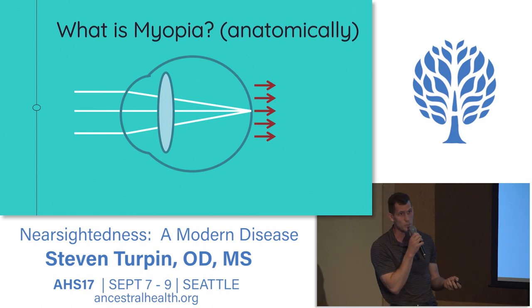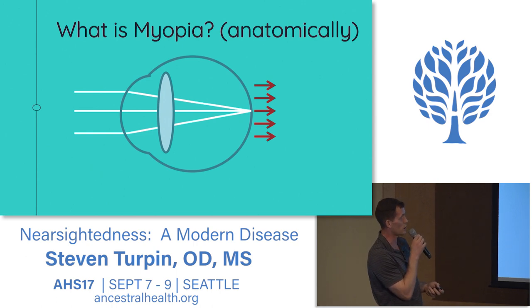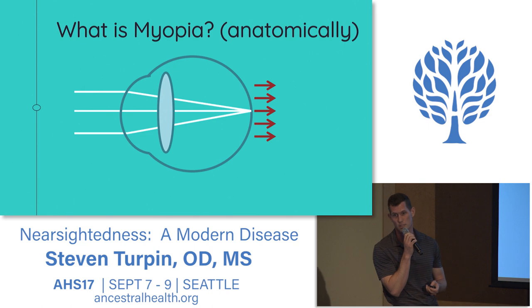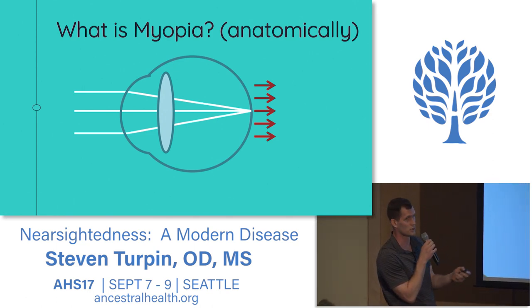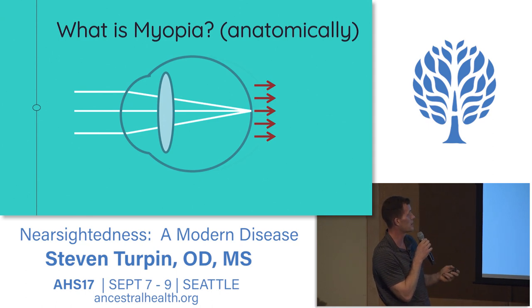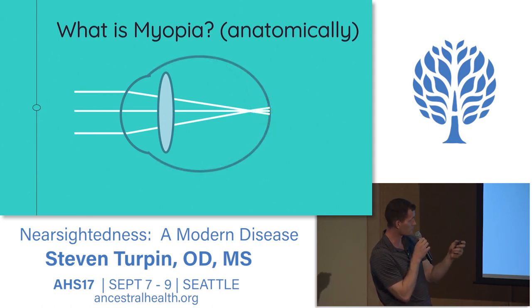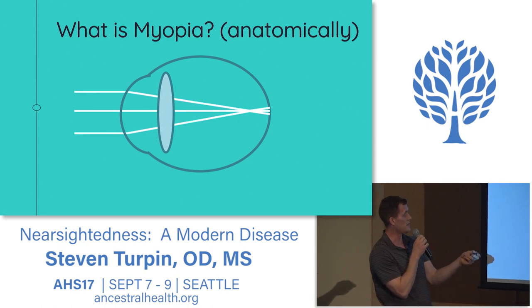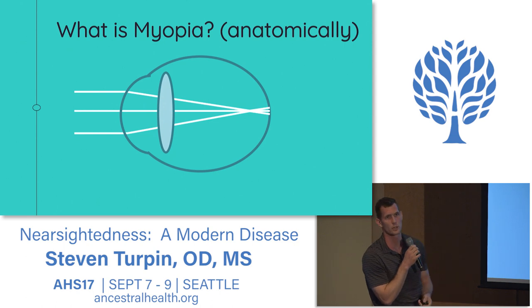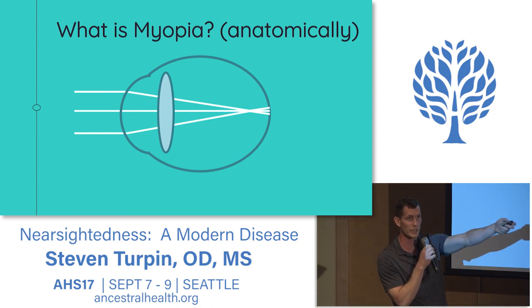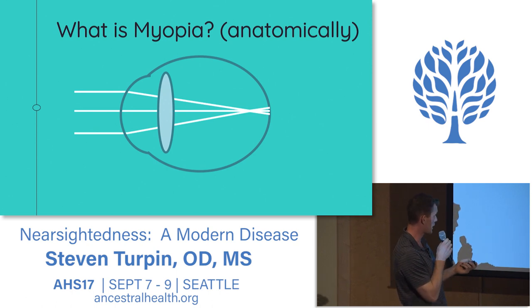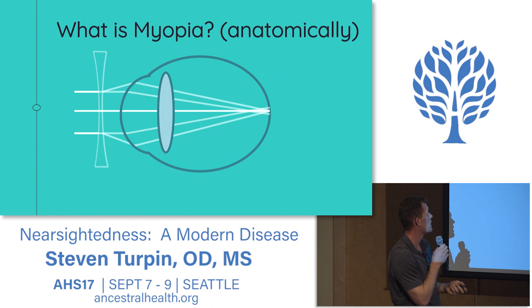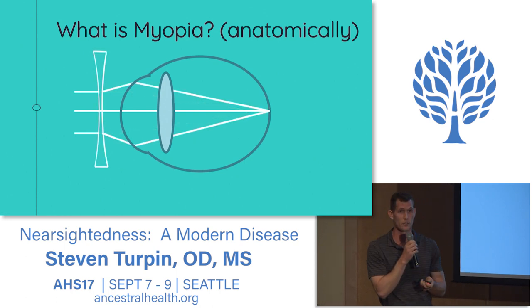What happens with myopia, or nearsightedness, is we get eye growth. The refractive properties of the eye actually don't change at all. It's just that the eye grows backwards through a few signals, which we'll talk about in a second. With that growth, the rays of light are still bent but focus in front of the retina. Then they continue to diverge, and that's what our eye perceives as blur when looking at distant objects, portrayed by the parallel light rays here.